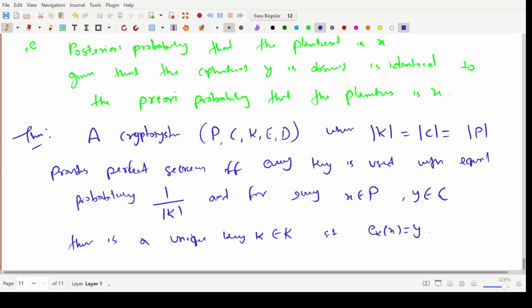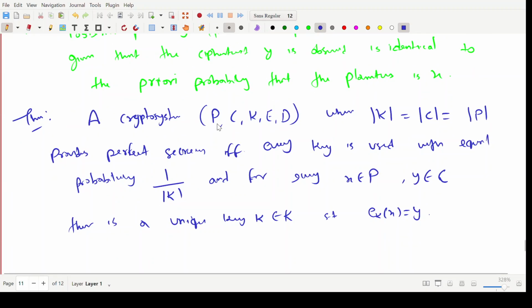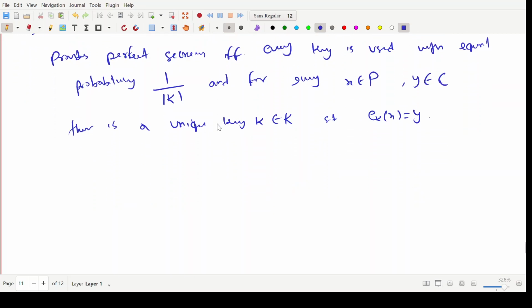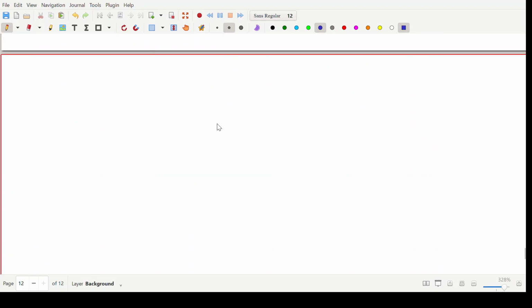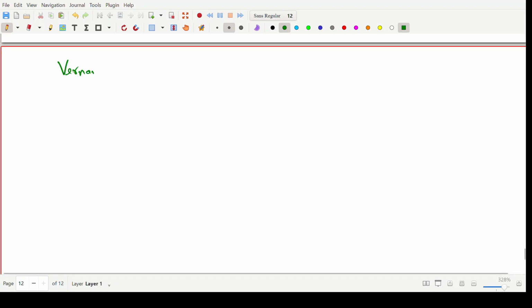That means for every encryption I am using a different key, correct? There is no key which is used twice. With this theorem, there is a crypto system based on this, that is called the One-Time Pad.